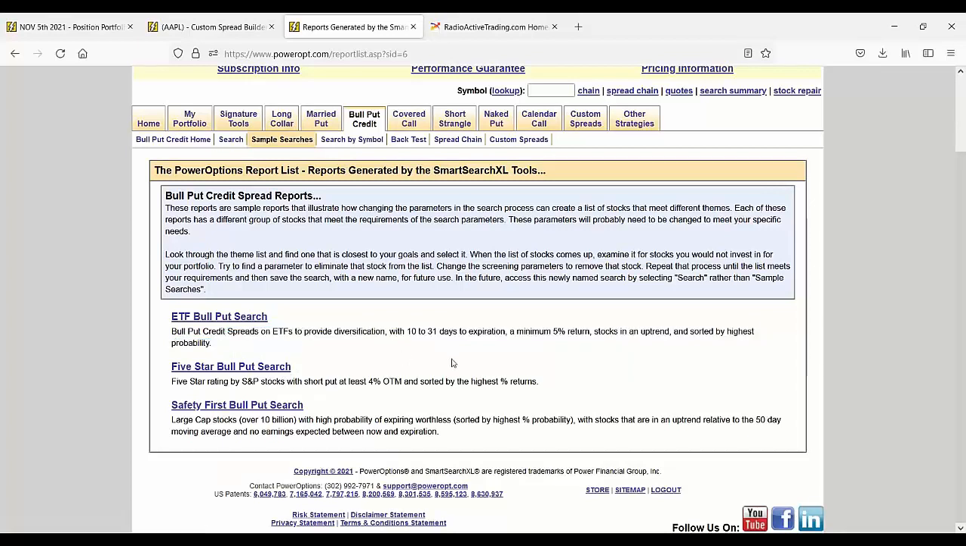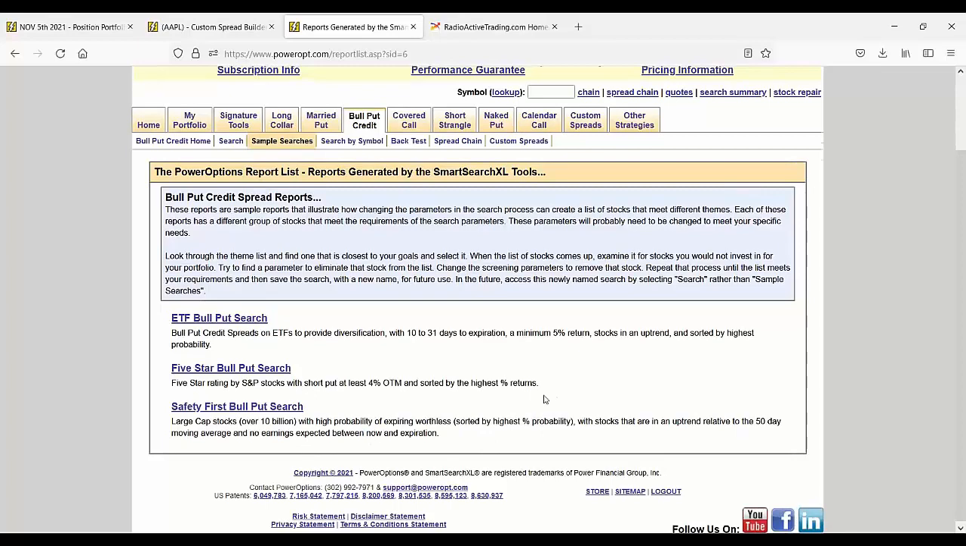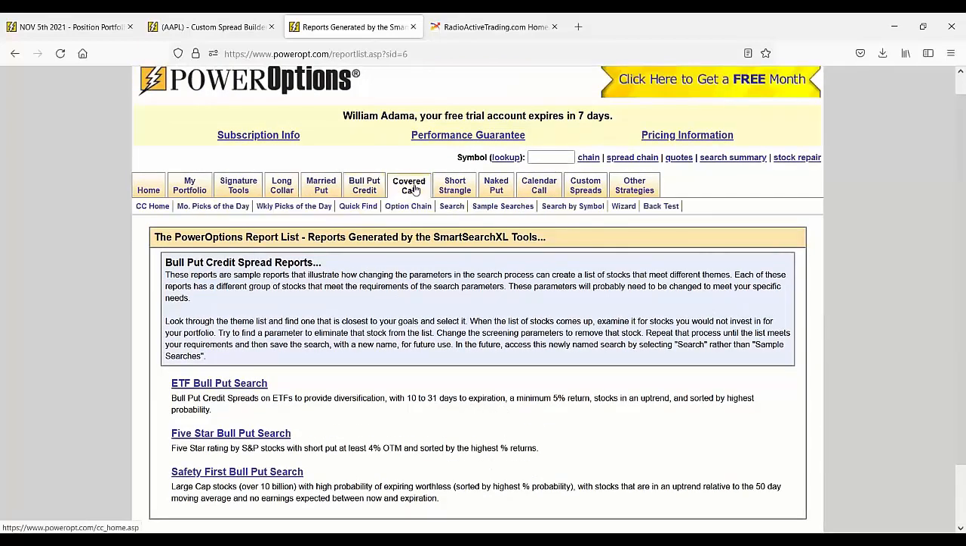The 5-star bull put search looks just for high-rated stocks by the S&P, Standard & Poor's, at least 4% out of the money. And safety first, bull put credit spreads just on large cap stocks over 10 billion with a high probability of expiring worthless. And in any strategy, covered call, you'll see the search and sample searches. You go to calendar call as well. And of course, we mentioned the covered call and the naked put have those picks of the day.